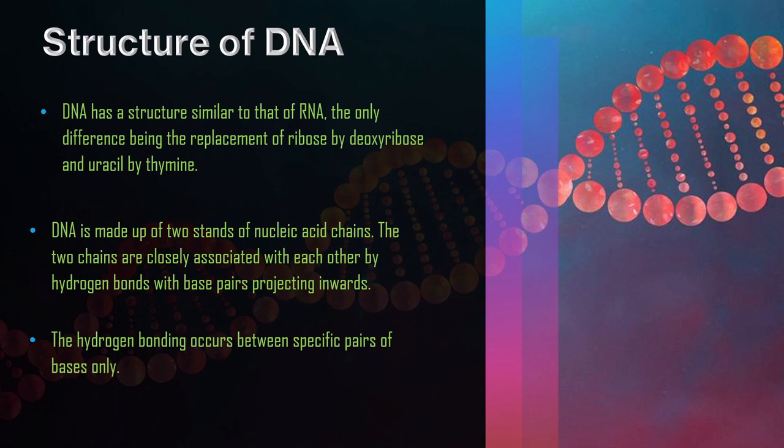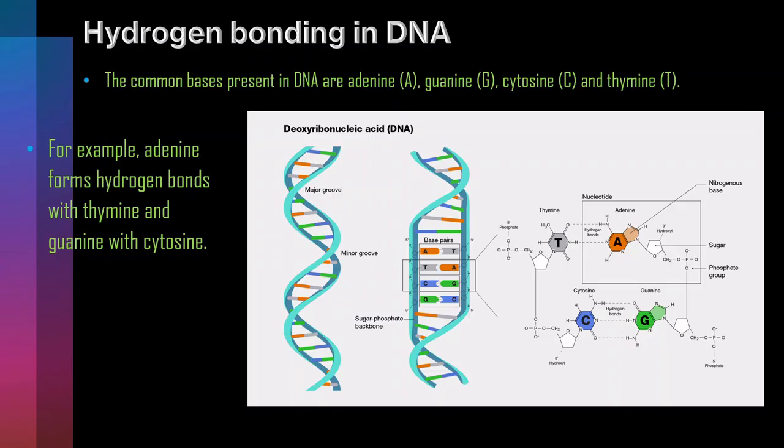Structure of DNA: it is almost similar to that of RNA. The difference is that ribose in RNA is replaced by deoxyribose in DNA, and uracil in RNA is replaced by thymine. And unlike RNA, DNA consists of two strands closely held together by the hydrogen bonds between the phosphodiester backbone. And hydrogen bonds occur between specific pairs of bases.